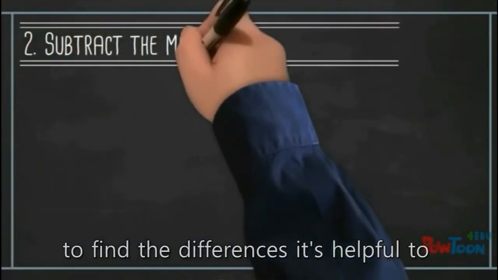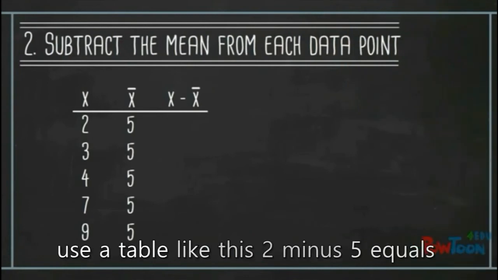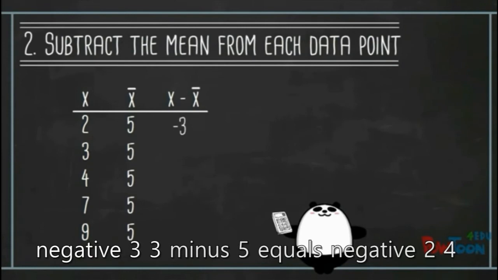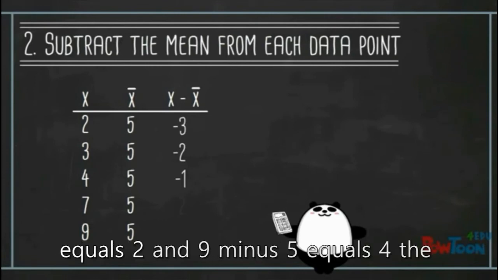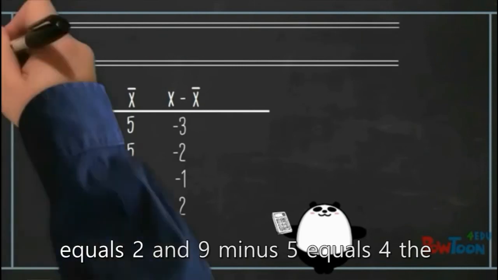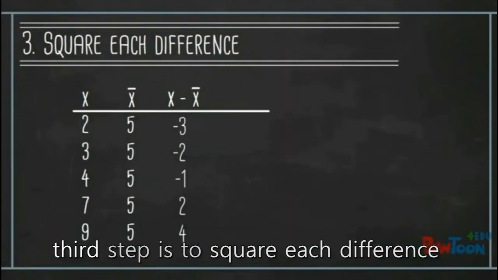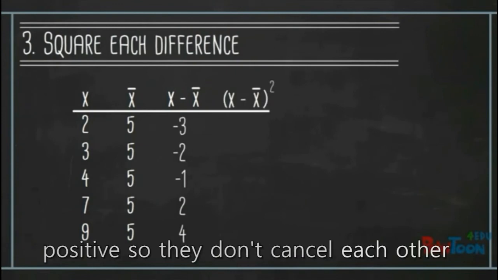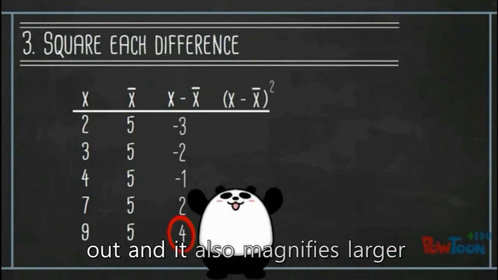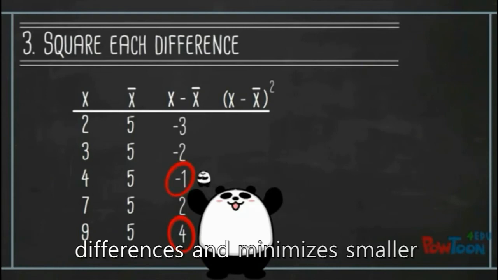The second step is to subtract the mean from each data point to find the differences. It's helpful to use a table like this. 2 minus 5 equals negative 3, 3 minus 5 equals negative 2, 4 minus 5 equals negative 1, 7 minus 5 equals 2, and 9 minus 5 equals 4. The third step is to square each difference. This makes all the differences positive so they don't cancel each other out, and it also magnifies larger differences and minimizes smaller differences.